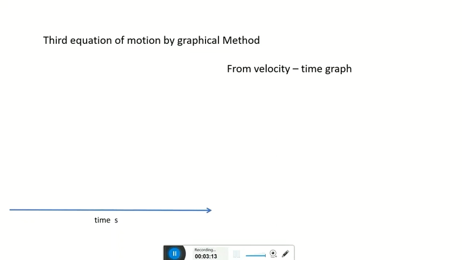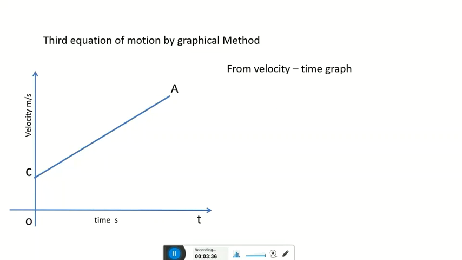Similarly, let us consider the equation of motion by the graphical method. For that, we have to consider acceleration to be constant throughout the motion. This is a velocity time graph. Time is taken on the x-axis in seconds. Velocity is taken on the y-axis, which is measured in meter per second. O is the origin. This is a graph which is a straight line. C and A are two points. Draw a perpendicular from A on the x-axis. So trapezium OCAB is formed whose two sides are parallel, meaning OC and AB are parallel to each other and OB is the distance between them.